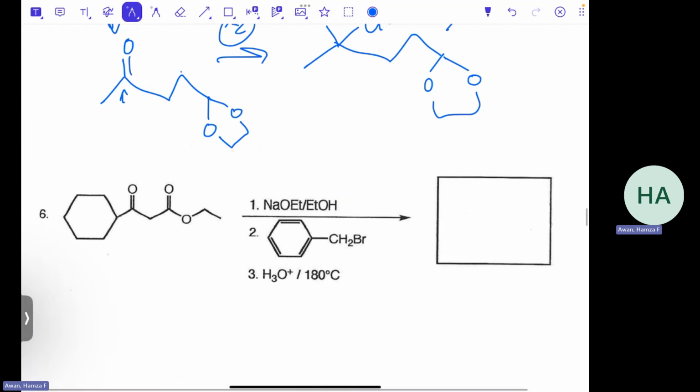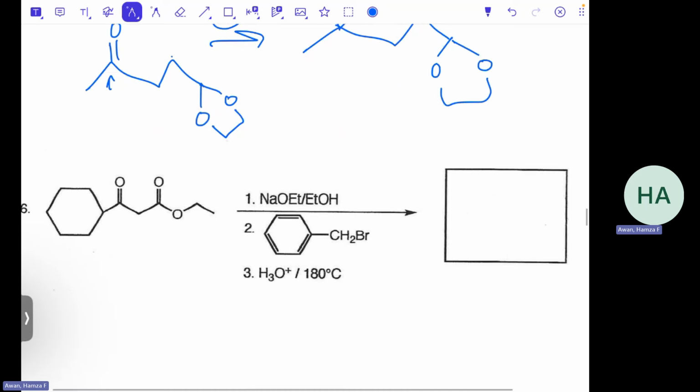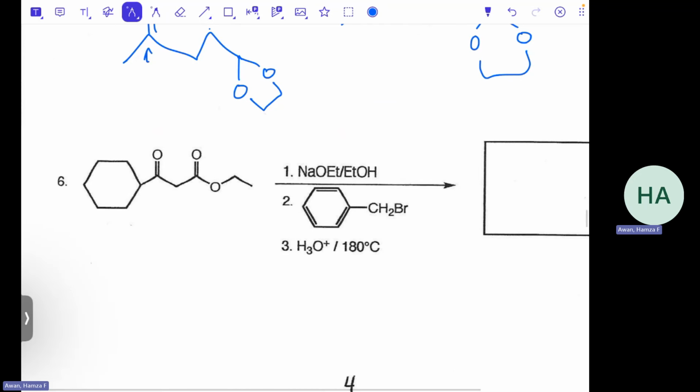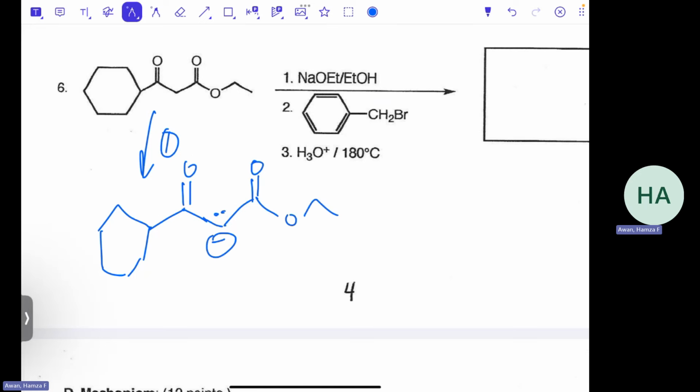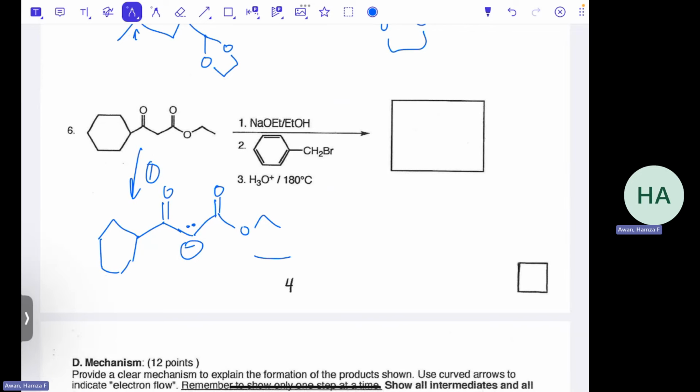So in this one, we have a beta keto ester. NaOEt, ethanol. What this is going to do is cause the alpha carbon to be deprotonated, so this is going to give it a minus charge. So we have our group. Let me finish drawing and then draw the charge. So that's going to be the reaction for our first step.